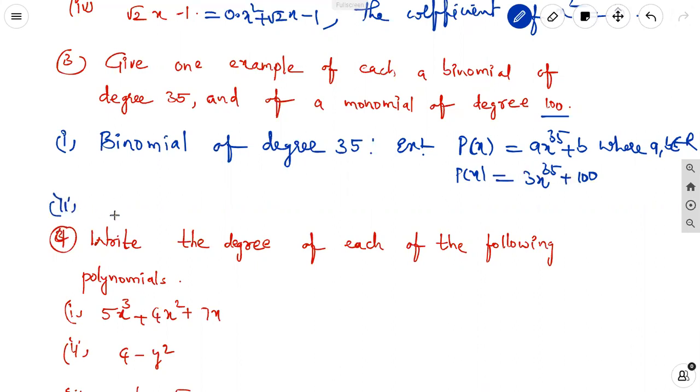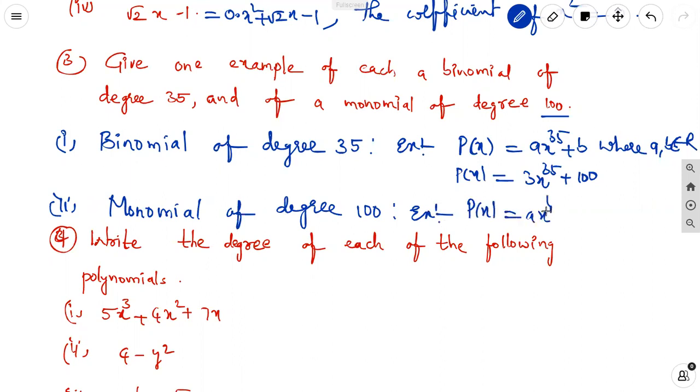The second one is a monomial of degree 100. Take the example p of x equal to a x to the power of 100, where a belongs to R. We can take any example, such as p of x equal to 25x to the power of 100, where 25 belongs to R. Monomial means a polynomial having only a single term. If the polynomial has two terms, it is called a binomial.